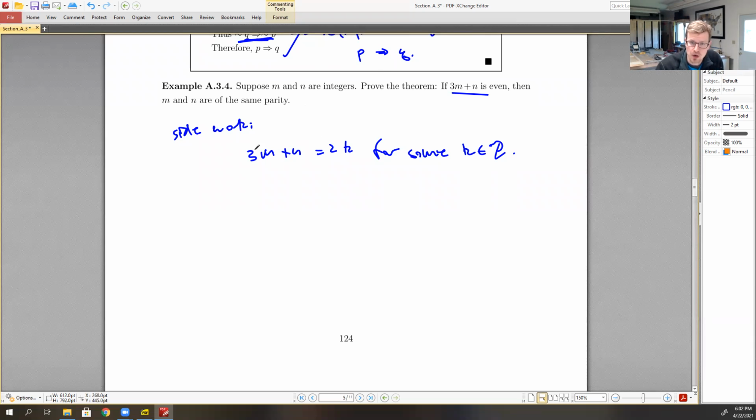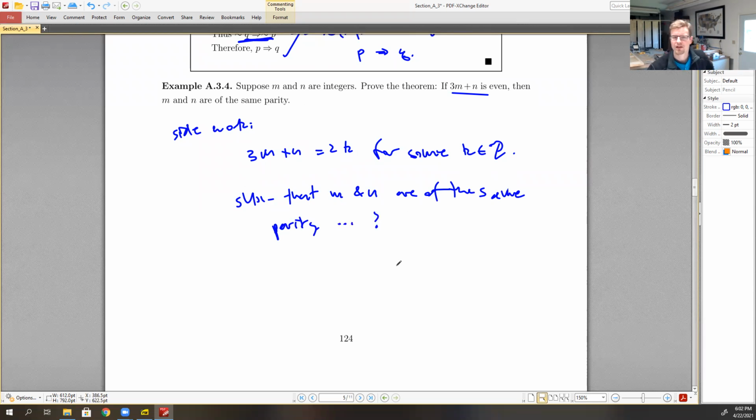So if we wanted to take a direct proof approach to this theorem, we would have to start with this and then show that m and n are of the same parity. How could we do that? Well, you might solve for m and say m is equal to 2k minus n, but I had to divide by 3, so it's 1/3 of that. So can I write m as an even number easily or m as an odd number easily?